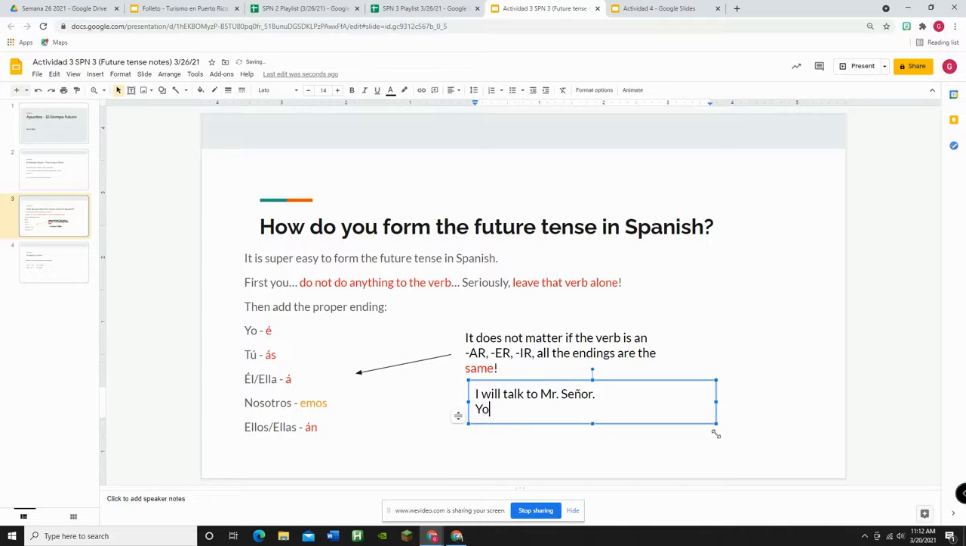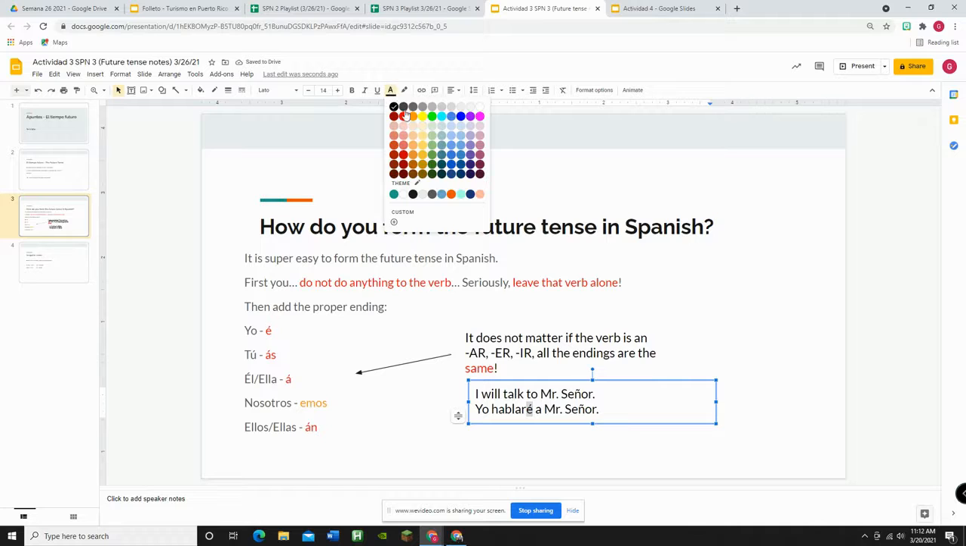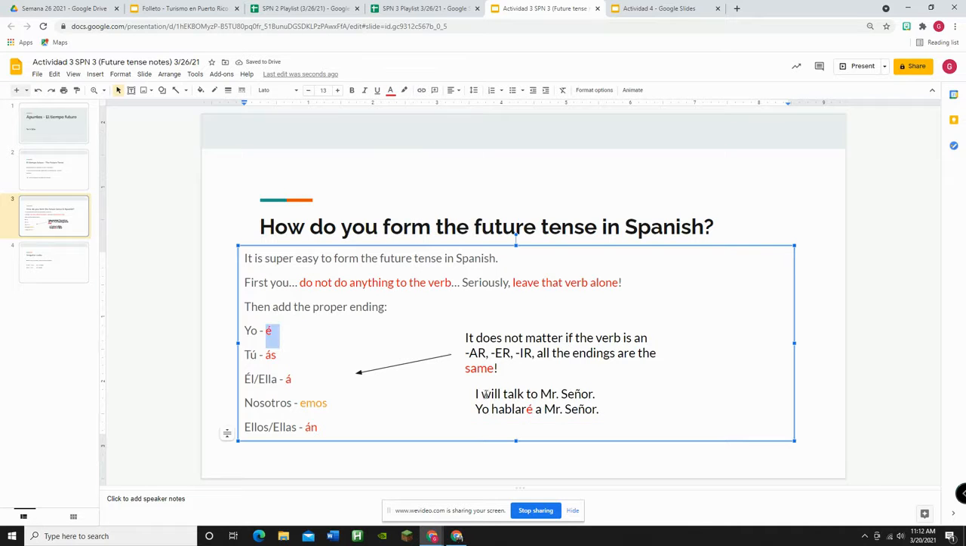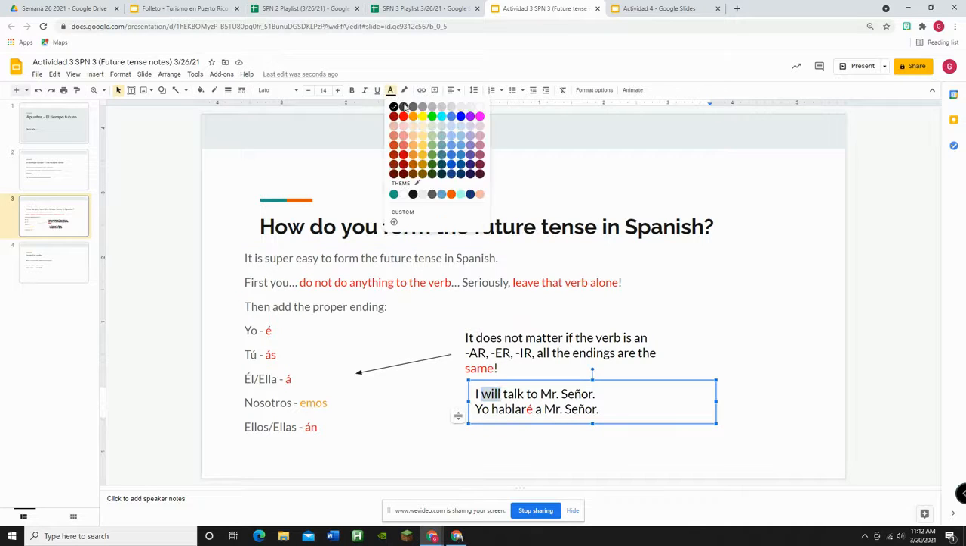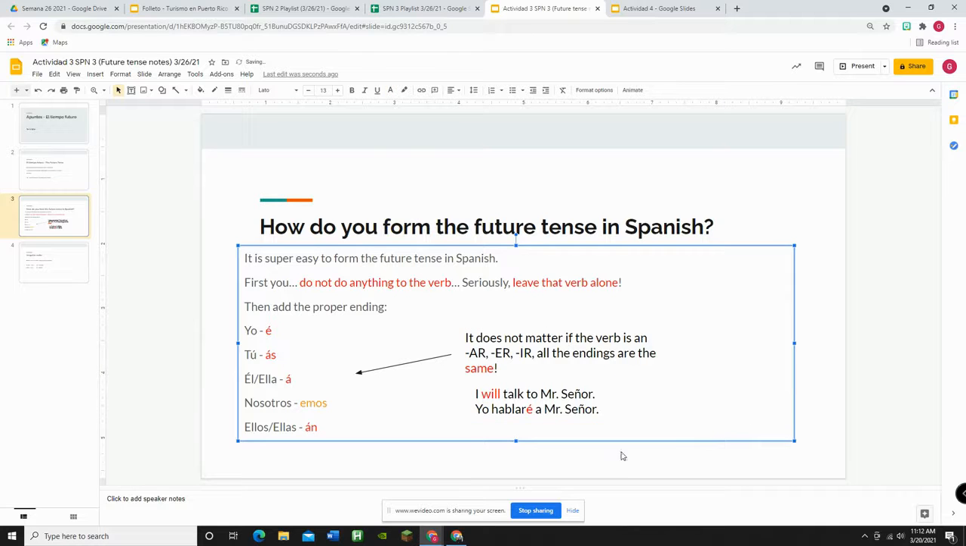So what you would say is yo hablaré. You leave the verb alone, and then you add your ending. Makes conjugation a lot easier. So this, leaving the verb alone and adding our ending here, we are saying I will talk to Mr. Señor.